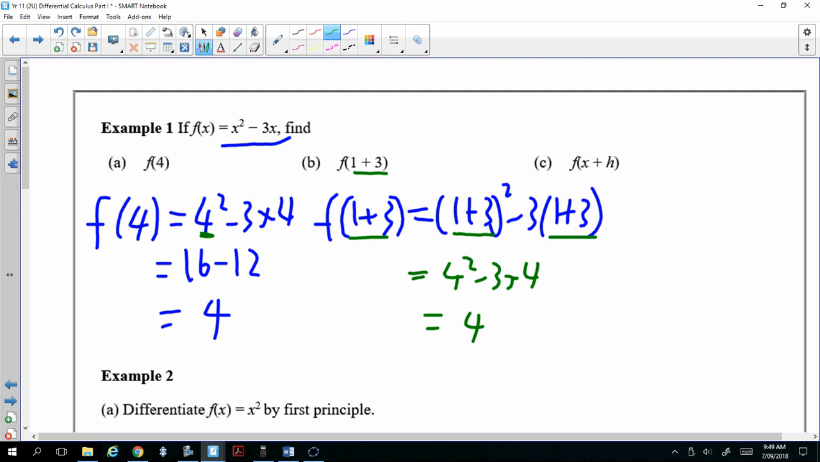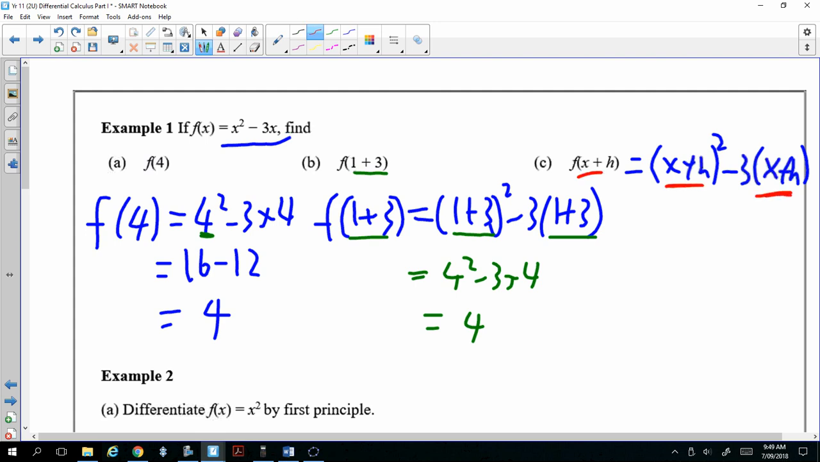All right, how about this one, x plus h? So you just go (x plus h) all squared minus 3 lots of (x plus h). Right? Does that make sense? This is important because you need to know how to do this. This is putting it in for both. We won't be bothered expanding this, we'll just leave it as it is. We'll do that on another question.